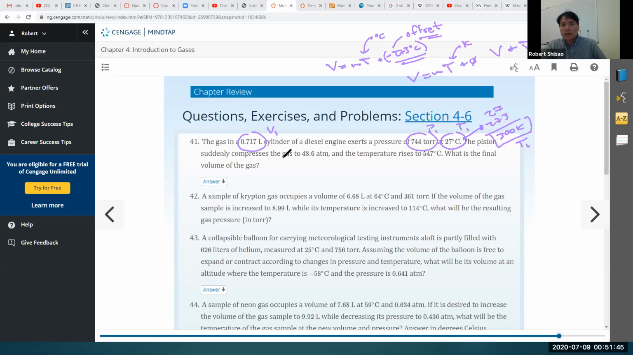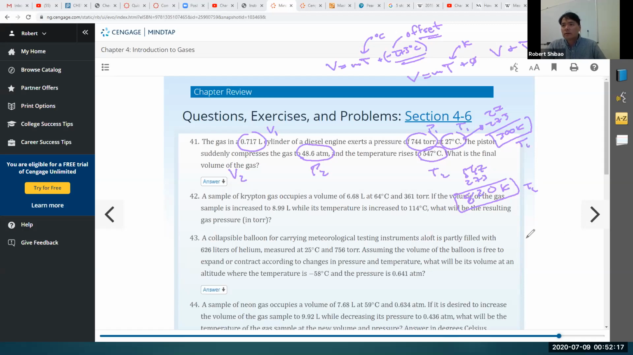Okay, and then suddenly compresses the gas to 48.6 atmospheres. So this is P2. Temperature goes to 547 degrees C. This is T2. What is the final volume? This is V2. And so T2, I need to convert that to Kelvin too. So that's 547 plus 273. So that's 820 Kelvin.